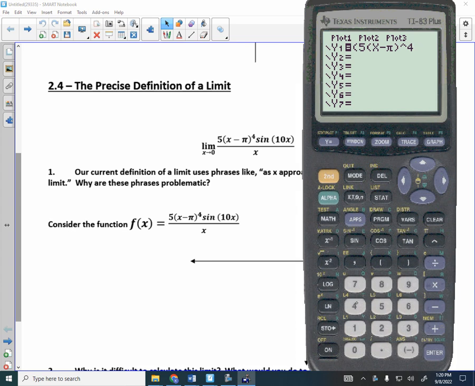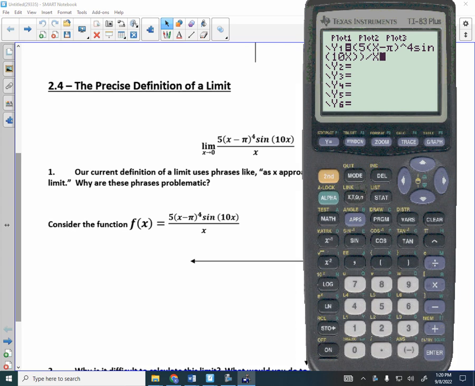Pi is your caret symbol times the sine of 10x. I'm going to close that parenthesis, and I'll close the final parenthesis at the end. That's the entire top. Is it supposed to be to the 4th? Well, it's just 4, and then yeah. Everybody okay with this? And then I'm going to divide by x.